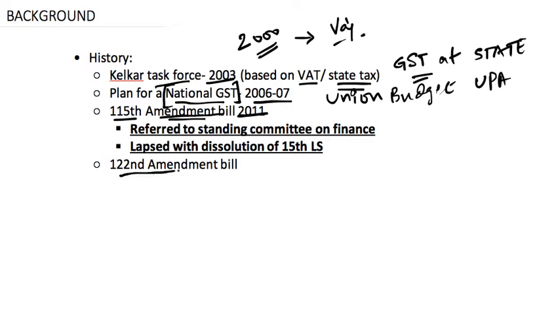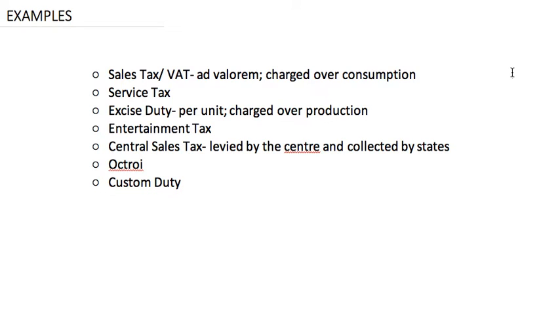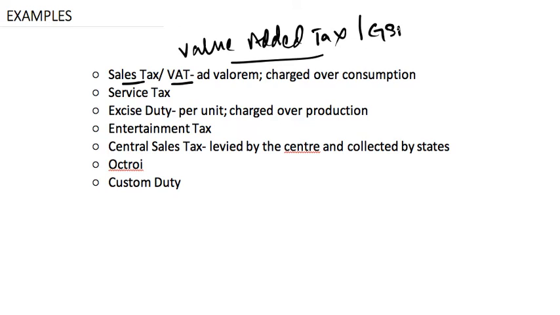In 2014, it was introduced as the 122nd Amendment Bill in the 16th Lok Sabha, and it was recently passed as the 101st Amendment Act. These are the various taxes which will be subsumed under the GST. Number 1, sales tax or VAT. VAT stands for value added tax. We'll talk about the concept of VAT and GST briefly, and also the difference between them.